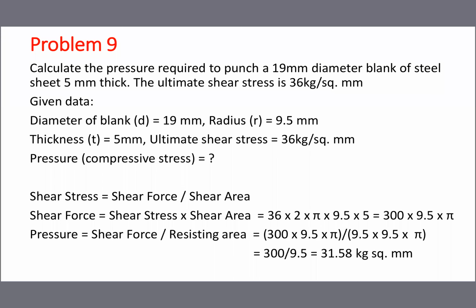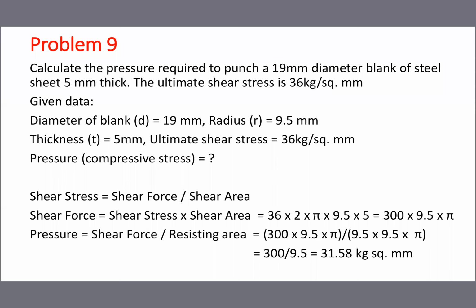So first, the data given is shear stress. Shear stress is equal to shear force divided by shear area. From this you find out shear force. So cross multiply: shear stress into shear area. Shear stress they have given as 36, and shear area, so what is the shear area? The punch, while meeting with the sheet, we are feeding the sheet and the punch contacts the sheet and cuts the curved surface area of the blank.